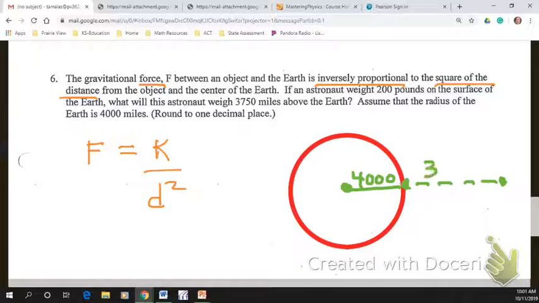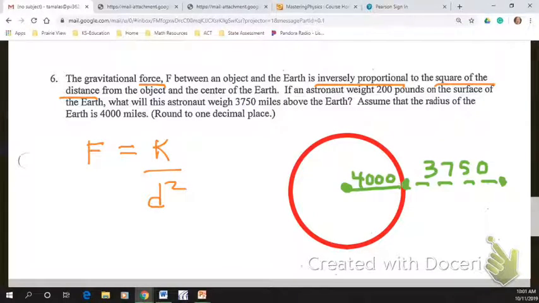3,750. So this distance is 3,750. The distance from the center of the Earth to the edge of the Earth is 4,000, but the distance from the center to where the astronaut is in outer space would be these two numbers added together. You agree? Okay, so I know how much he weighs on the Earth, so I'm going to replace this force with what he weighs on the Earth, and the distance would be 4,000, because if he's on the surface, he's 4,000 miles from the center. My distance is how far the object is from the center of the Earth.